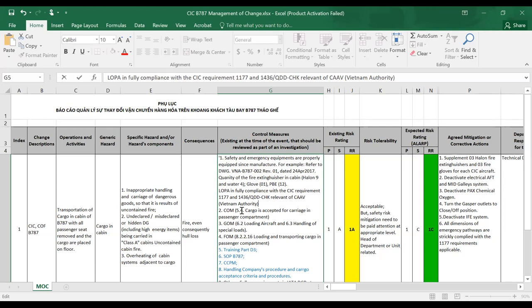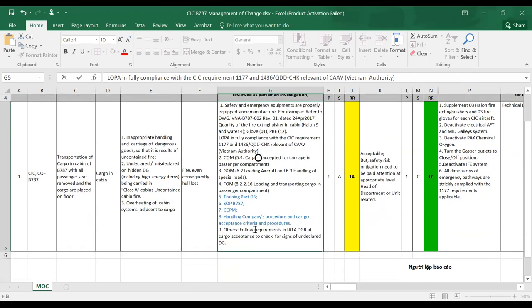The second, we have a document like the COM, a cargo operation manual, and we have cargo accepted for carriage in the passenger compartment. The third, the GOM, ground operation manual, covers loading aircraft and handling of special load. We have the FOM, flight operation manual, on loading and transporting cargo in the passenger compartment.